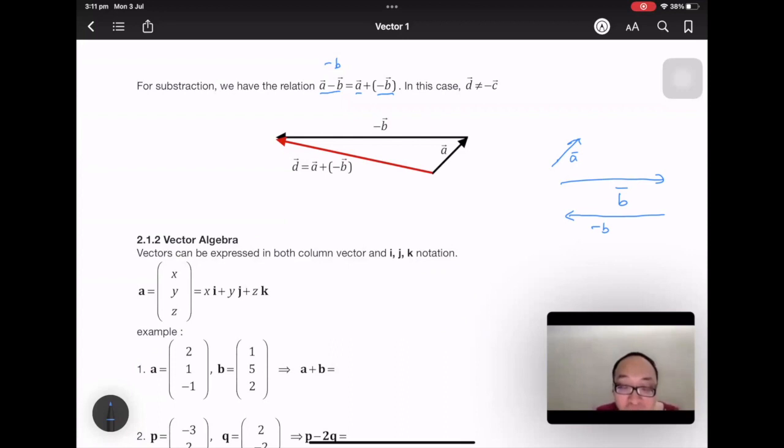So A minus B equals vector A plus the opposite of vector B. So we have A plus negative B, and the resultant is from the beginning of vector A until the end of vector B, and this is the resultant.